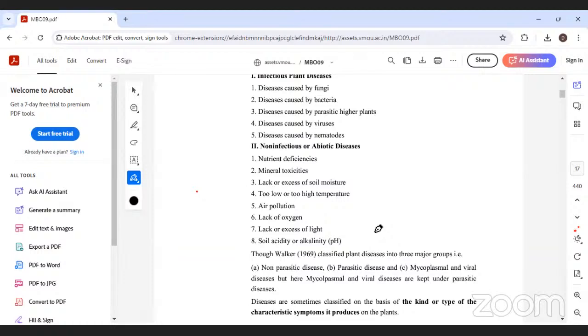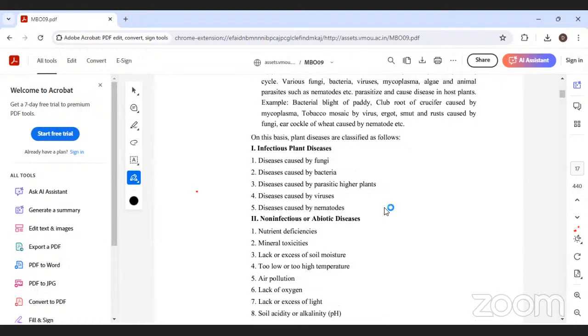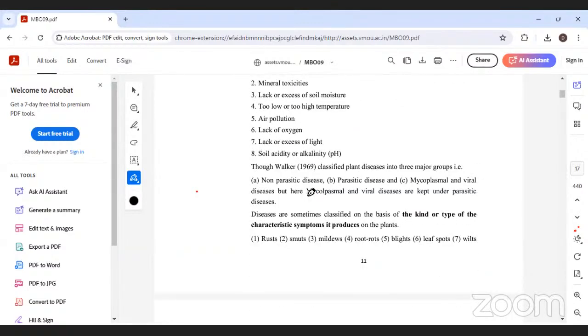Next one, air pollution. Sixth one, lack of oxygen. Seventh one, lack or excess of light. Eighth one, soil acidity or alkaline pH. These are all infectious or non-infectious diseases, the classification on the basis of the plant disease.